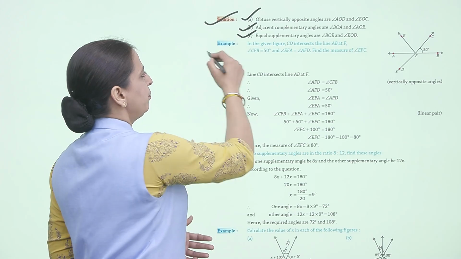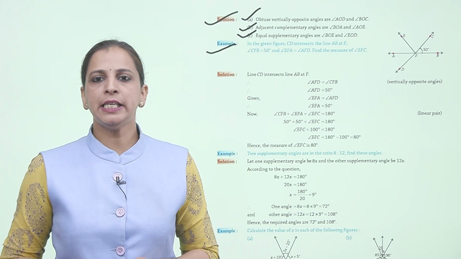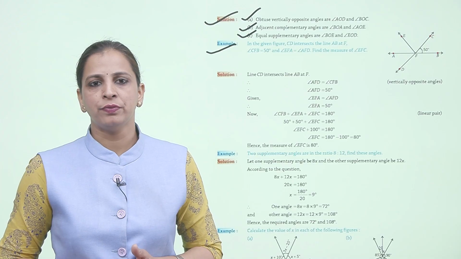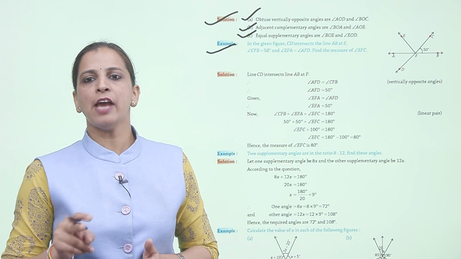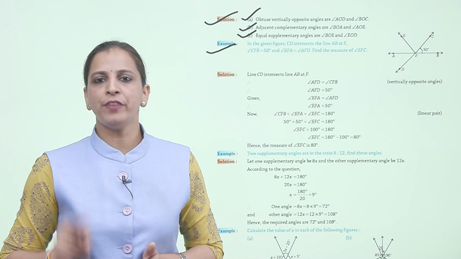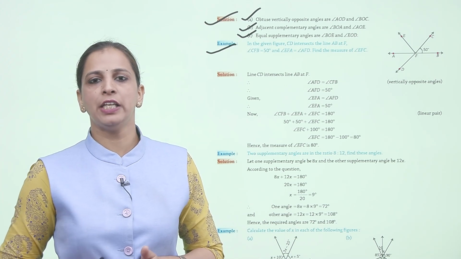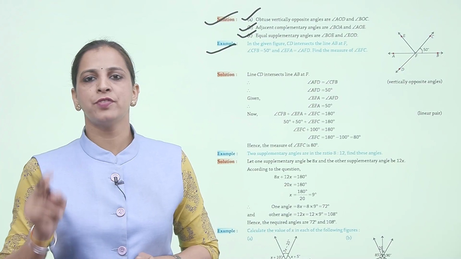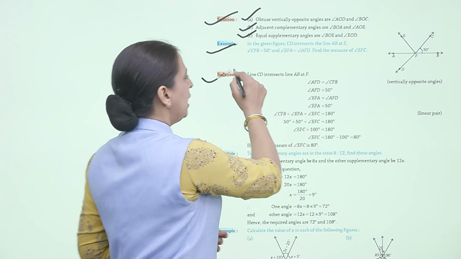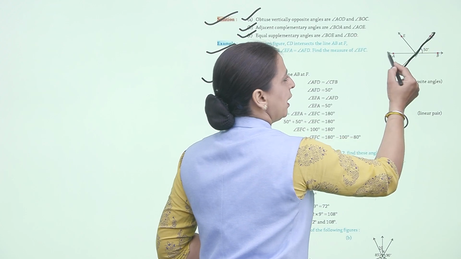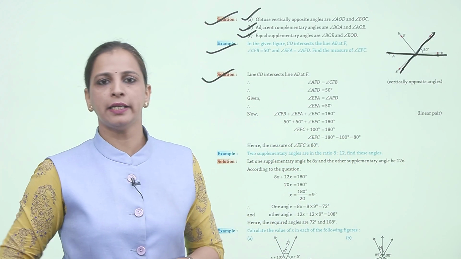Now next example. In the given figure, CD intersects the line AB at F. Angle CFB is equal to 50 degrees. Angle EFA and angle AFD are equal. Find the measure of angle EFC. Solution करते हैं. Line CD intersects the line AB. ये CD AB को F पे intersect कर रही है.